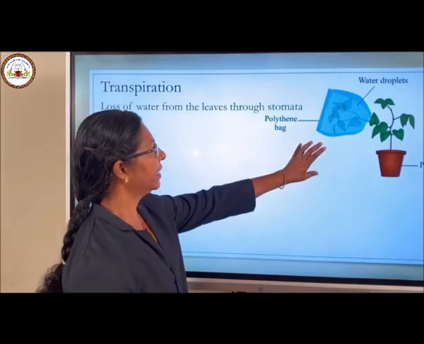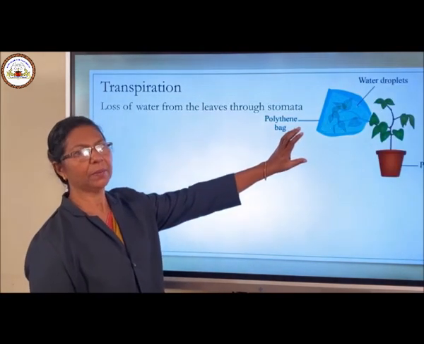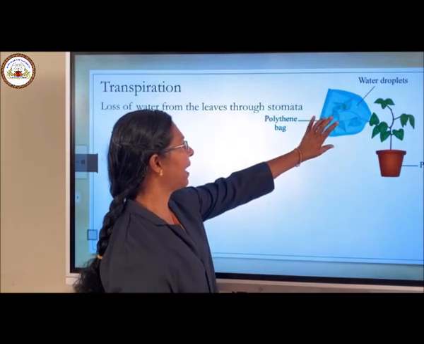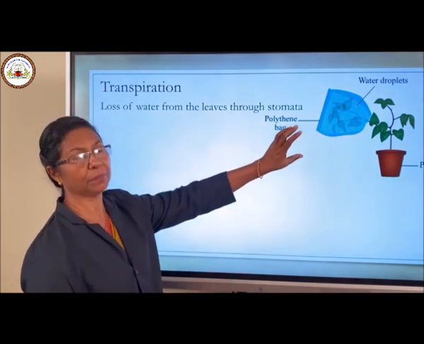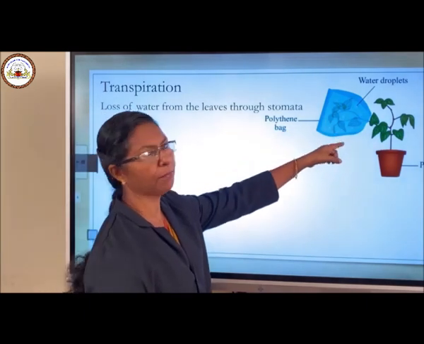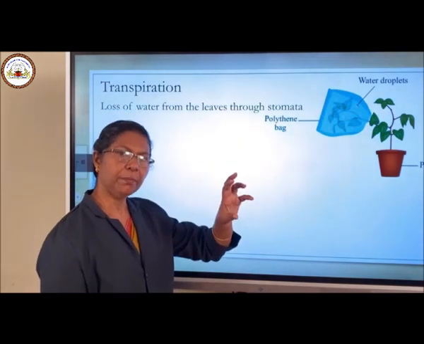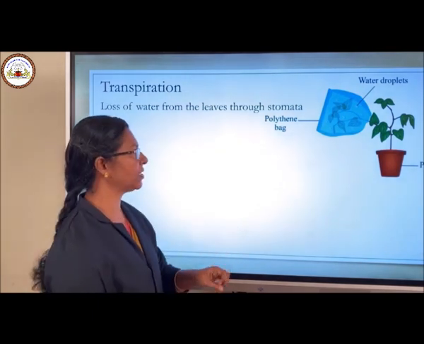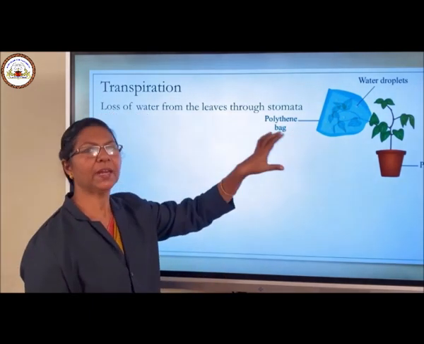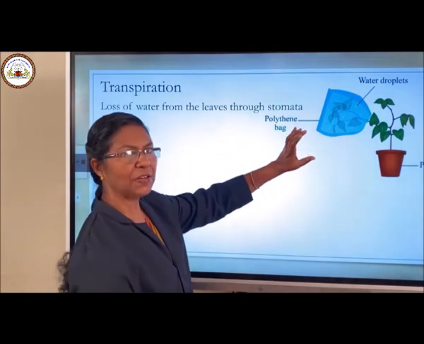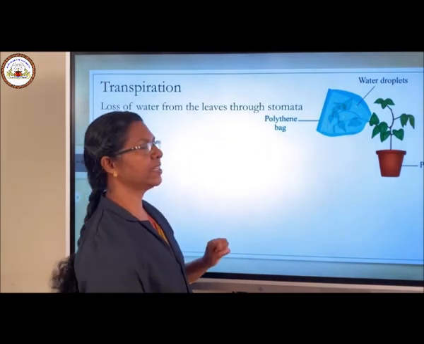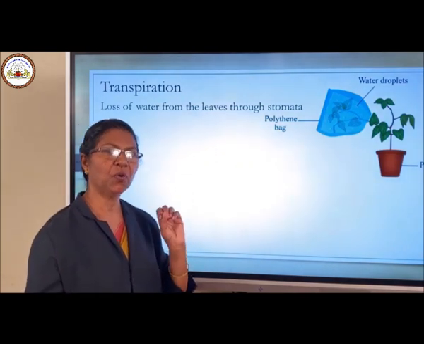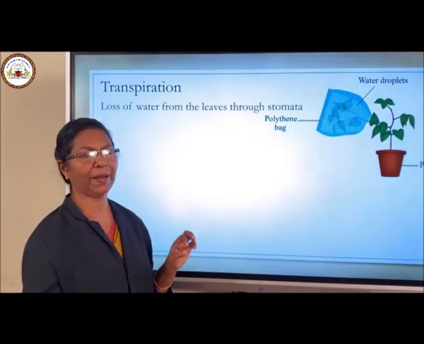We can do an activity. We have to take a branch of a plant which has leaves, and this leafy branch is covered with a polythene bag and its mouth is tied. This polythene bag should be dry, that means it does not contain any moisture. We have to do this experiment on a sunny day, and after some hours when we take the polythene bag, we can see droplets of water inside it.